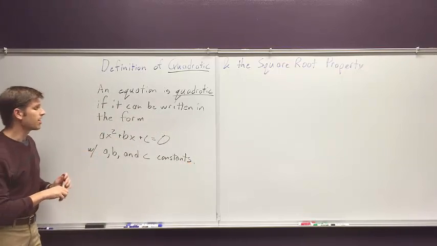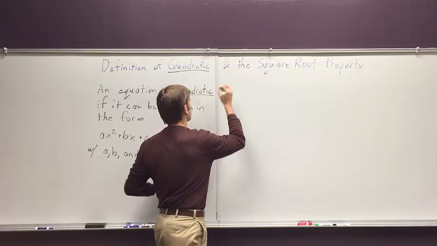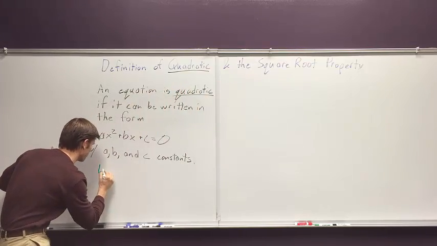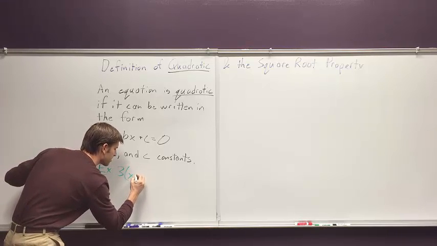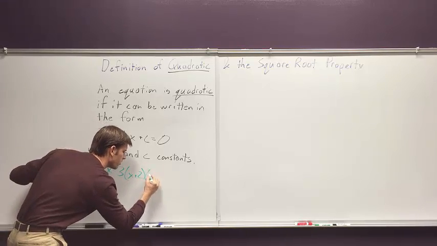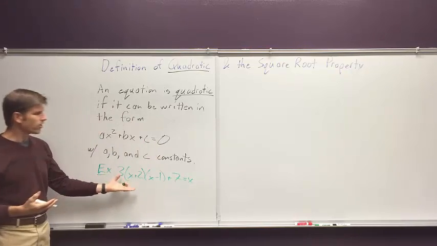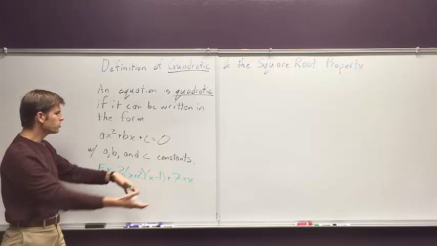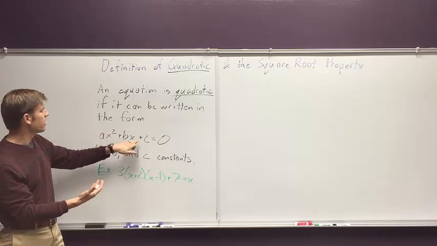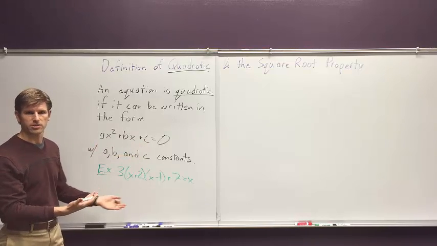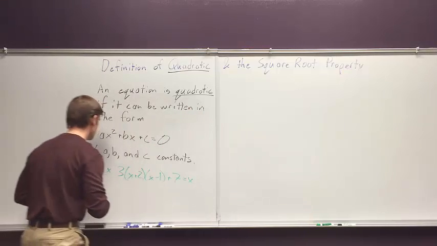Okay, so some examples. Let's actually put the examples here. An example, how about 3x plus 2, x minus 1 plus 7 equals x? Well, you'd have to distribute some things. You'd have to gather like terms, but can you see that essentially you're going to get out x squareds, x's, and constants? So this is an example of a quadratic equation.